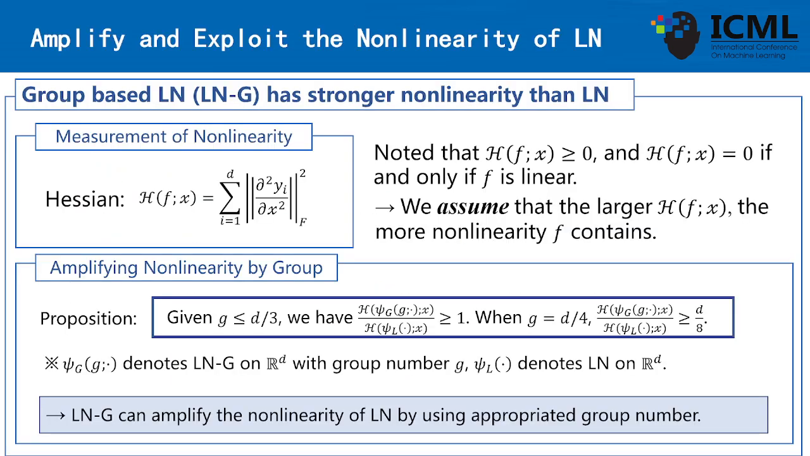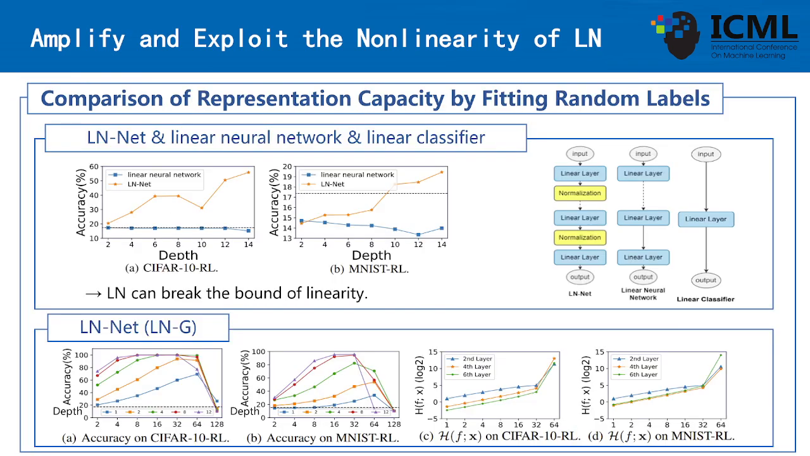Finally, to amplify and exploit the nonlinearity of layer normalization, we use group-based layer normalization, which is similar to group normalization. We use Heisenberg metrics to measure the nonlinearity of group-based normalization, and guess it may contain more nonlinearity than layer normalization. Based on this, we conduct the experiment and verify this proposition.